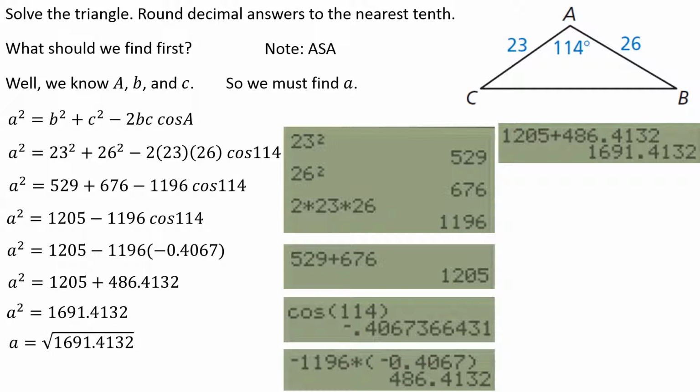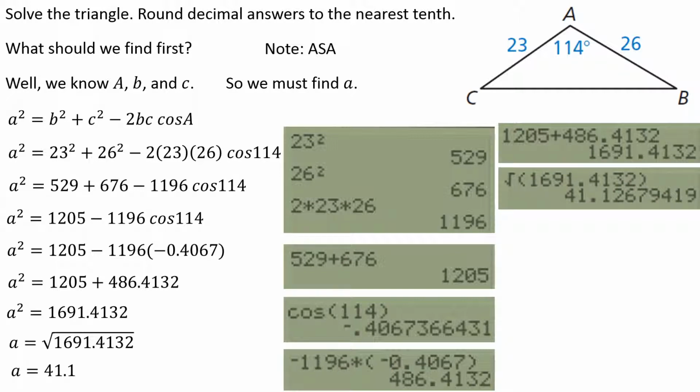And then, of course, I can take the square root. And again, even though I'm using the calculator, I'm going to show on paper step by step what these values are and where they're coming from. So I now know that side A is about 41.1.